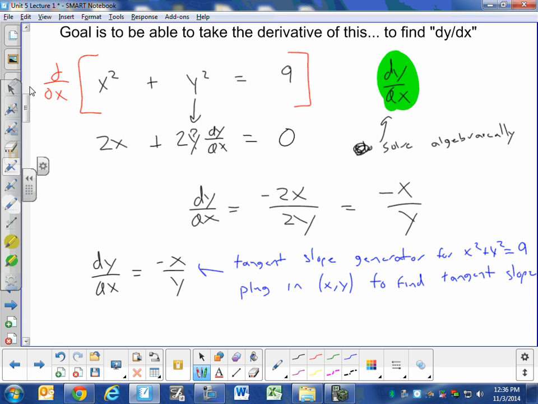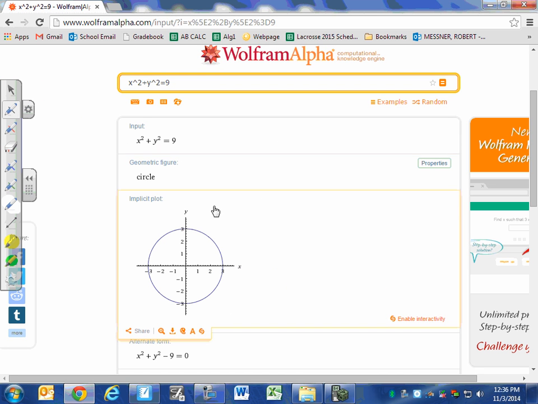Well, I mean, let's find a couple tangent slopes to this nice little circle. Somebody tell me a point that's on this circle. 3, 0. Well, dy dx at the point 3, 0 would be negative 3 over 0. What's that? Undefined, right? What does it mean to be undefined if I'm rising 3 and running 0? Vertical. Oh, if I go into my graph, I look at the point 3, 0. Look, we got a vertical tangent right here.